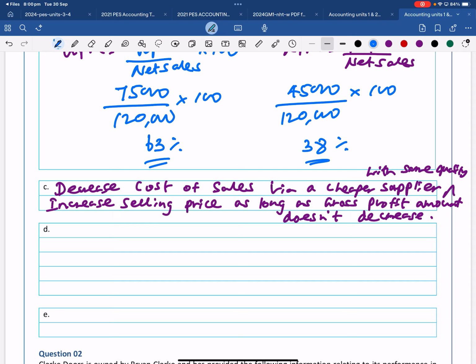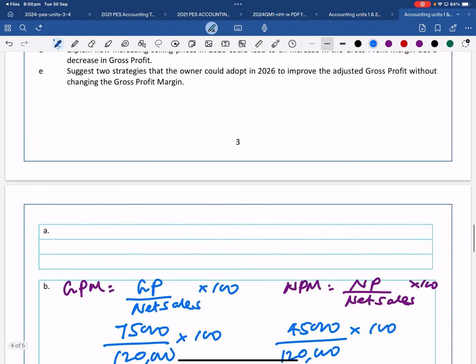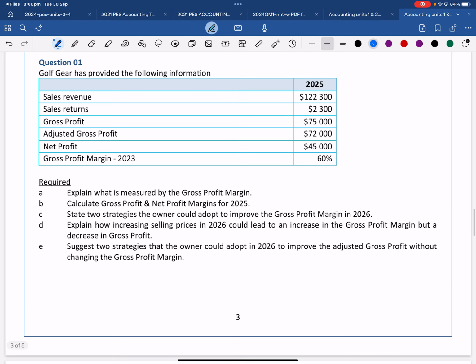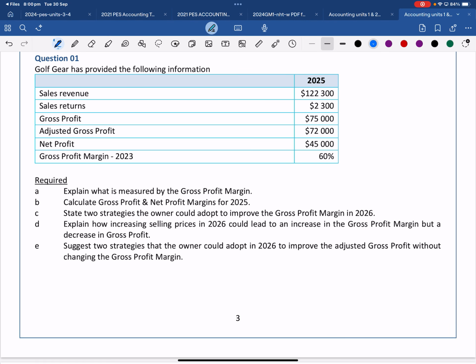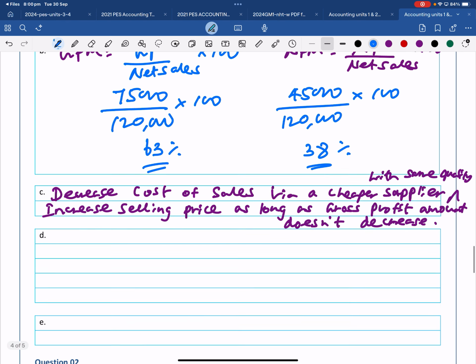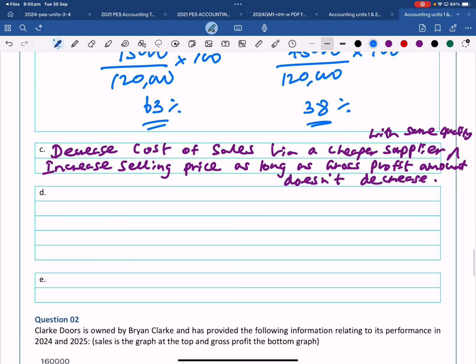Okay, so that's how you can write it, guys, if you are going to increase the selling price, as long as the gross profit doesn't deteriorate. Right, part D, guys, explain how increasing selling prices could lead to an increase in gross profit margin but a decrease in gross profit. Exactly the thing that we were talking about. So this is how you can write it.